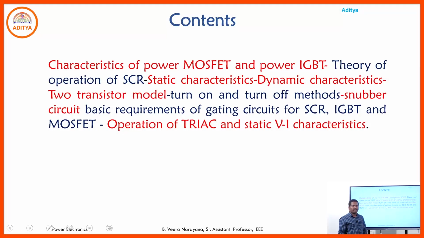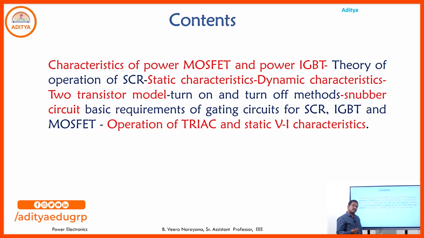The contents of the first unit: characteristics of power MOSFET and power IGBT, theory of operation of SCR, static characteristics or steady state characteristics, dynamic characteristics of the SCR, two transistor model, turn on and turn off methods of the SCR, snubber circuit design, basic requirements of gating circuits for SCR, IGBT and MOSFET, and finally operation of triac and static VI characteristics of triac.